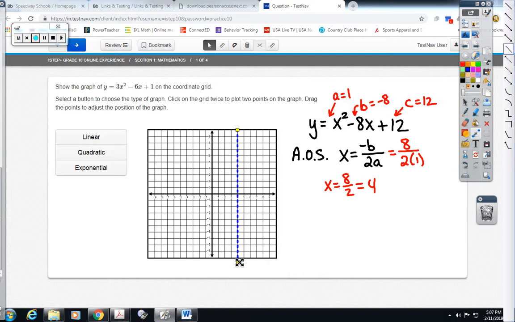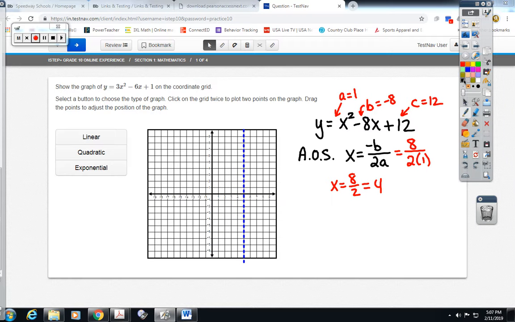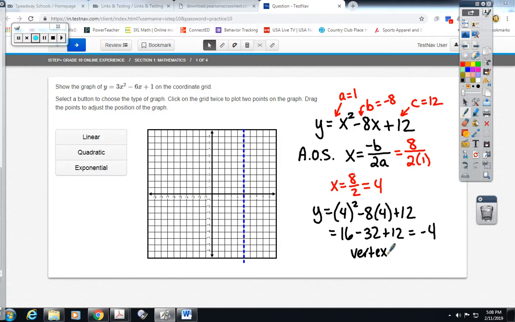Now that line obviously is not going to be on your graphing utility. But the other thing we know is that the vertex of this graph lies on that line. So we need to figure out what y is when x equals 4. So we're going to do direct substitution and plug 4 in for x, and then we're going to feed that to our calculator. That would be 16 minus 32 plus 12, or negative 4, which means that our vertex is located at the point 4, negative 4.